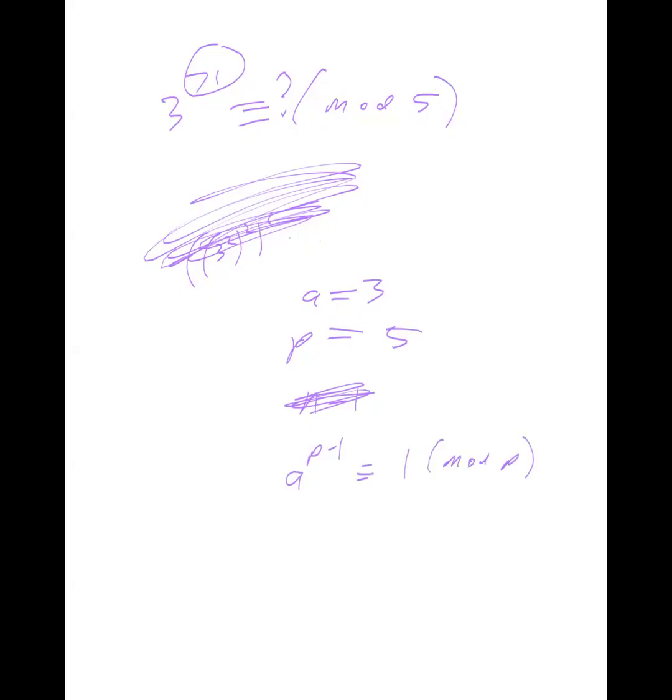How can I use that theorem to reduce this exponentiation problem? 3 to the power of 71 is congruent to what, mod 5? How can I reduce this using Fermat's little theorem instead of doing it the binary way?